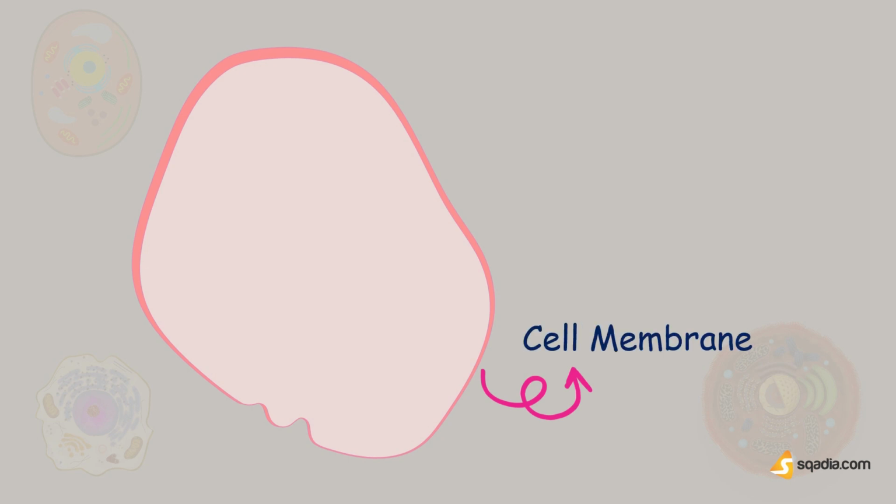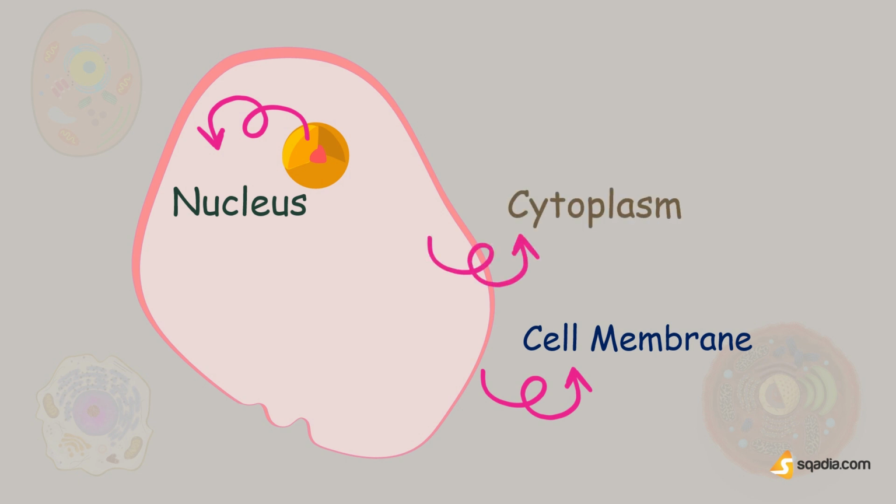Let us look at a typical cell diagram here. This is the body of the cell, and it is surrounded by a cell membrane. Its two major parts are the nucleus and the cytoplasm. The nucleus is separated from the cytoplasm by a nuclear membrane, and the cytoplasm is separated from the surrounding fluids by a cell membrane, also called the plasma membrane.